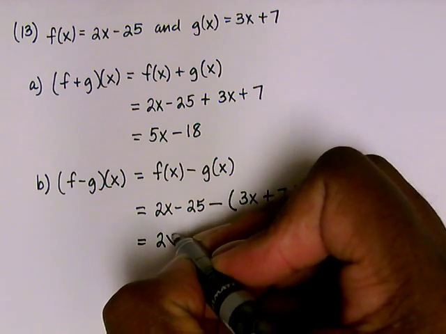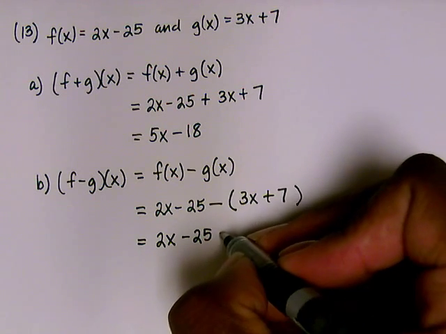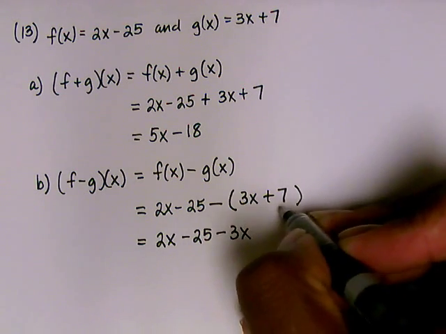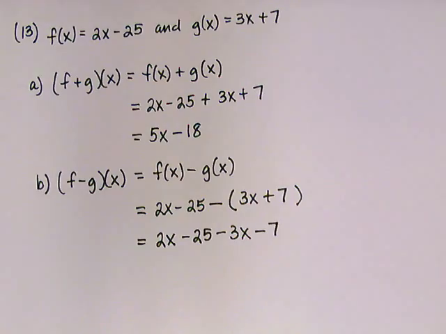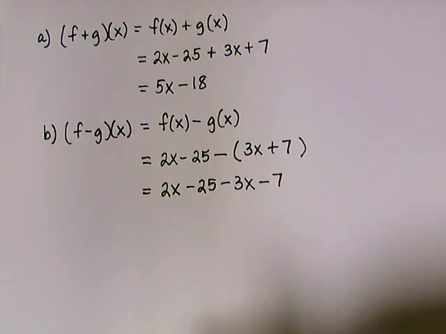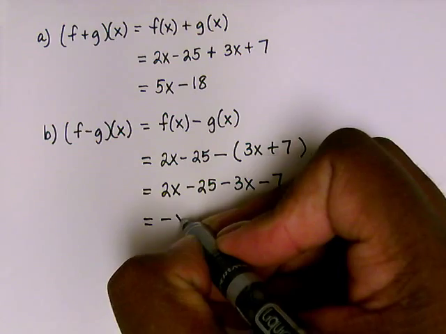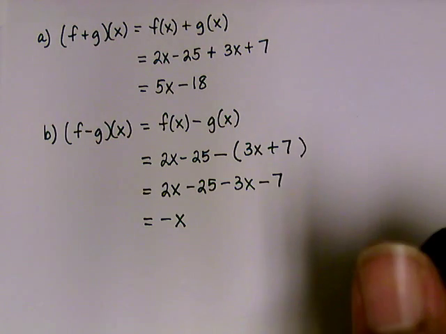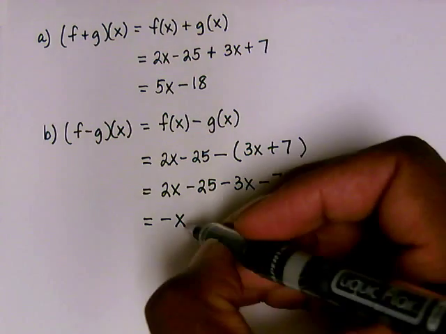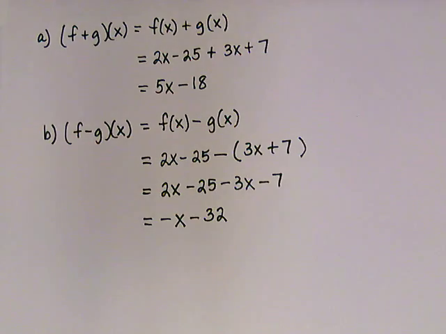Now let's simplify this. Bring down the 2x minus 25. That minus sign will make the 3x minus 3x. The minus sign will make the plus 7 minus 7. Now let's simplify this. 2x minus 3x is a negative x, or negative 1x, which you can say negative x here. Minus 25 and a minus 7 will be a minus 32. So the difference of those two functions will be negative x minus 32.